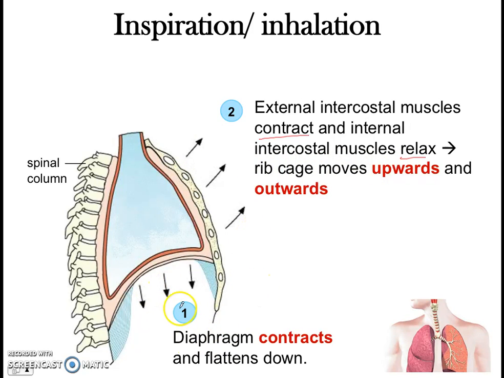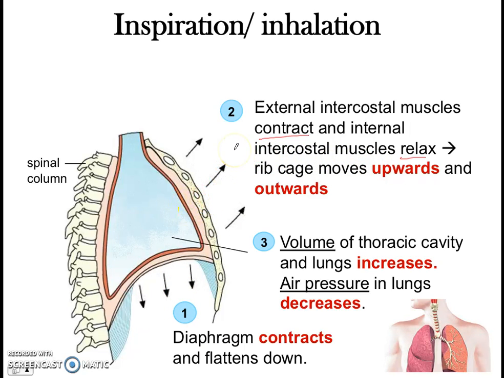So the flattening of the diaphragm and the movement of the rib cage upward and outwards both result in the volume of the thoracic cavity and lungs increasing. The thoracic cavity is also called the chest cavity. And you can see when the rib cage moves upwards and outwards, and the diaphragm moves downwards, it causes the volume of the chest cavity and the lungs to increase. Now because the volume of the lungs increases, the air pressure in the lungs decreases. Okay, so volume and pressure have an inverse relationship. When the volume increases, the pressure inside will decrease.